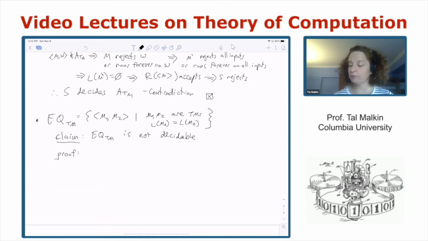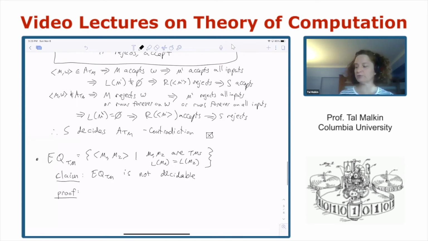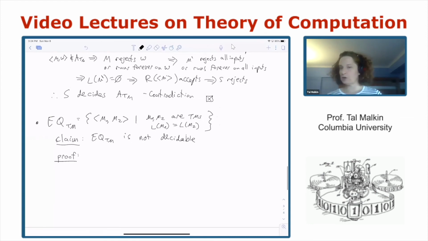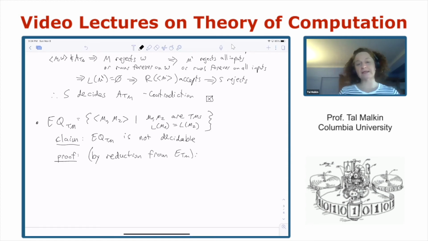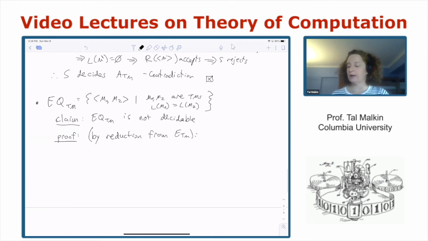So we will show a proof. There are various ways to do it. Also, by the way, for the previous proof, there are various ways to do it. I will show it by reduction from ETM. We already know, we just proved, that ETM is not decidable. So now I can use this fact to prove the equivalence problem is not decidable.